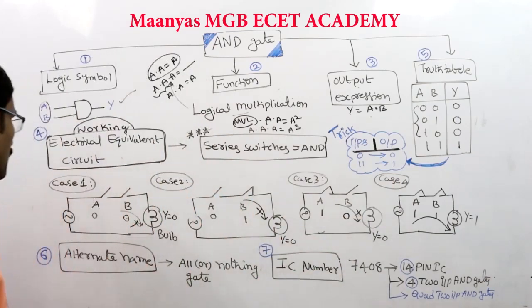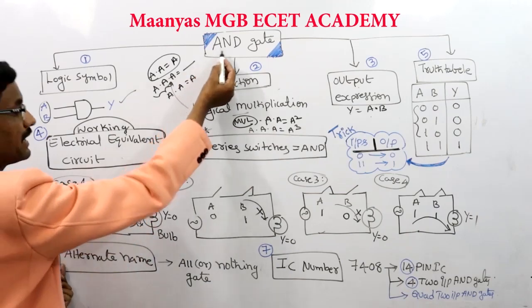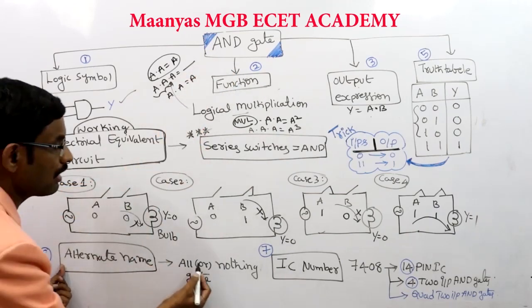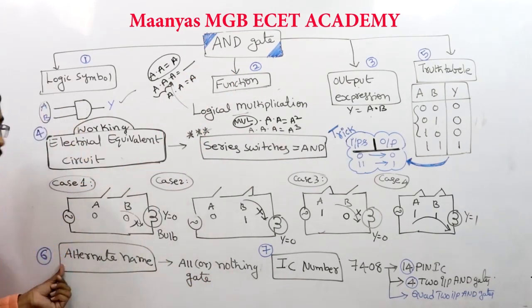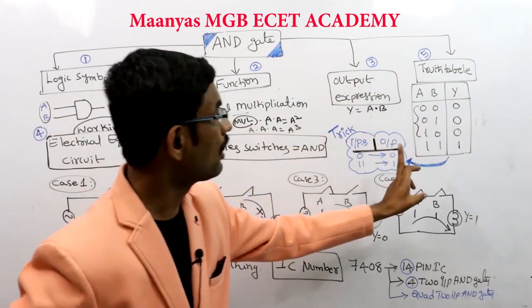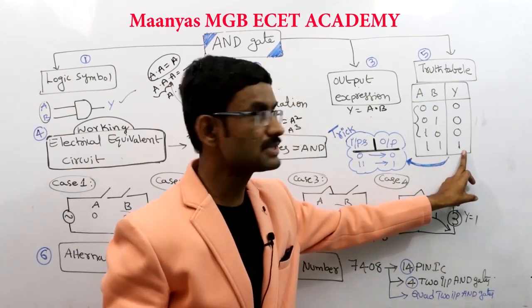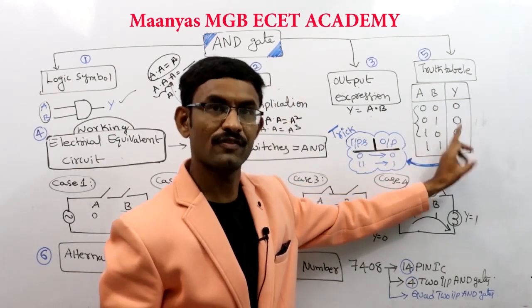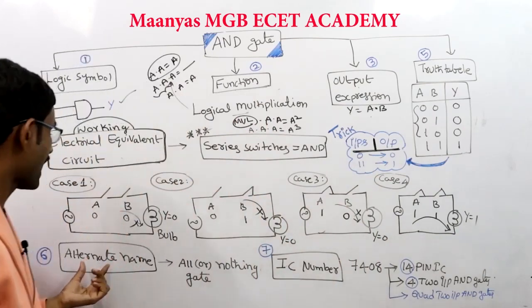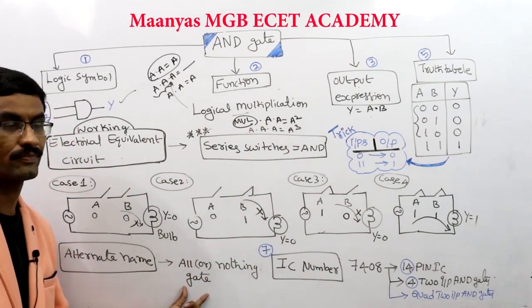Next parameter: what is the alternate name for the AND gate? All or nothing gate. Let us observe the truth table to see how this name came. All inputs are high, then only the output is high. Otherwise, output is 0. From this, the AND gate is called the all or nothing gate.